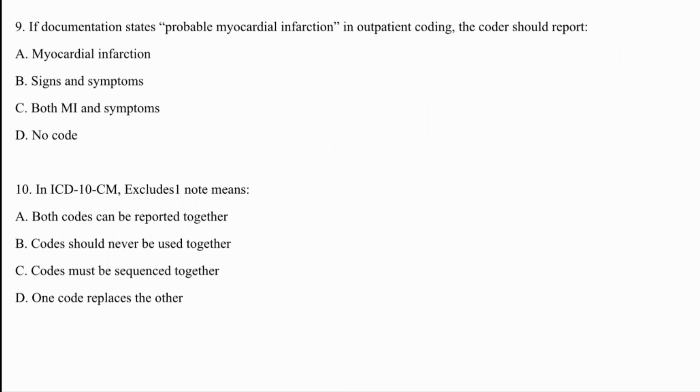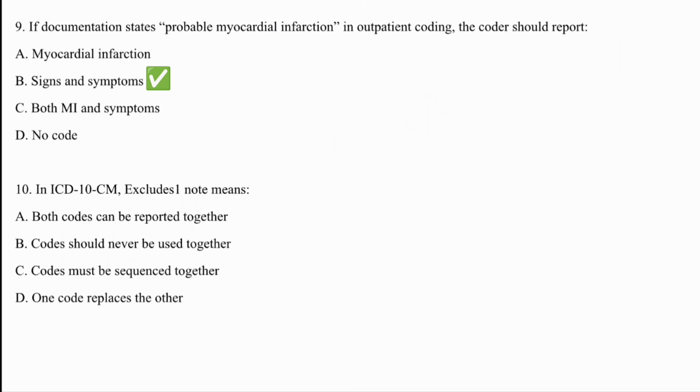The right answer is option B, signs and symptoms. In outpatient settings, we cannot code uncertain diagnosis, okay? If they have mentioned probable, suspected, or rule out, we cannot code it. Instead, we have to code symptoms. Remember, in outpatient coding, only confirmed diagnoses are coded.